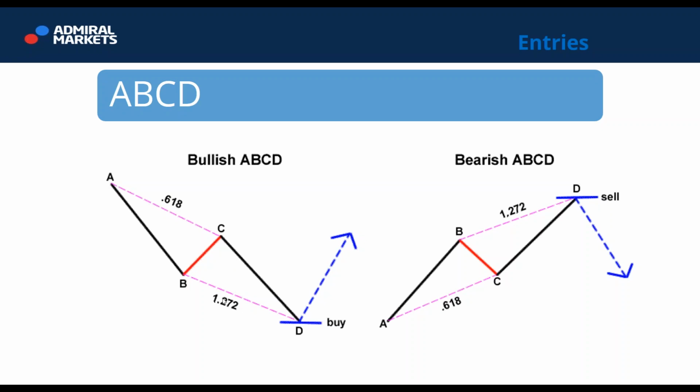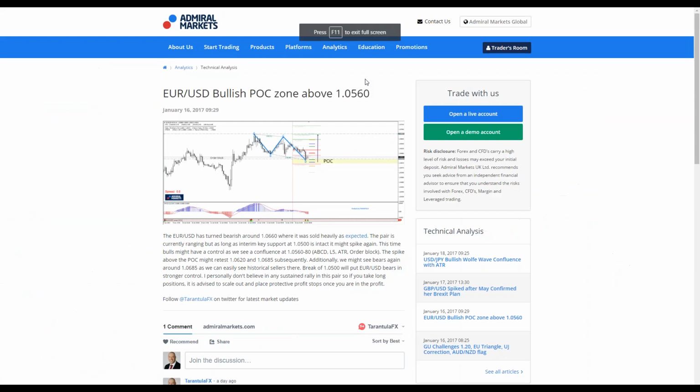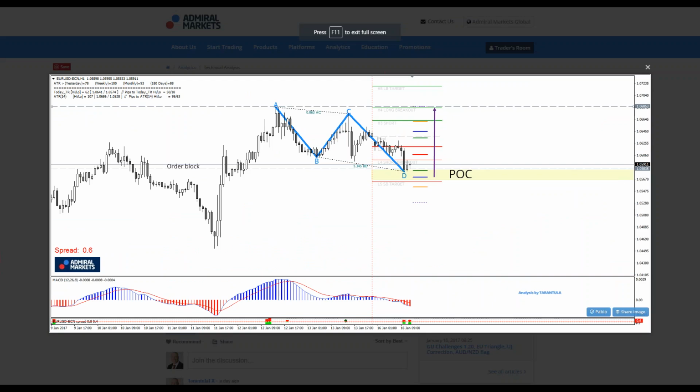Minimal ratio is 61.8. Here is 1.272, but also if AB equals CD, then we can determine that it is a valid pattern. This was my analysis. Okay, you see it was 0.863. It was good. From B to D it was 1.345. It was not AB equals CD, but these ratios were definitely respected. And if you went long here at this spot, well, you could have made like 100 and more pips.